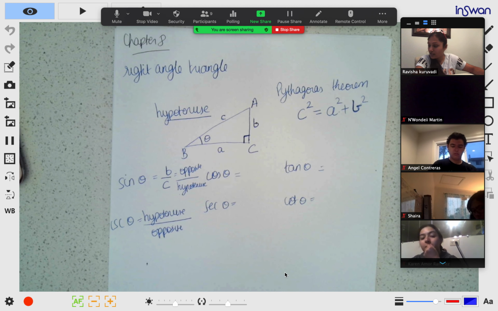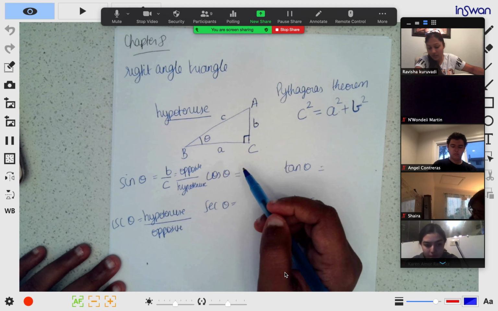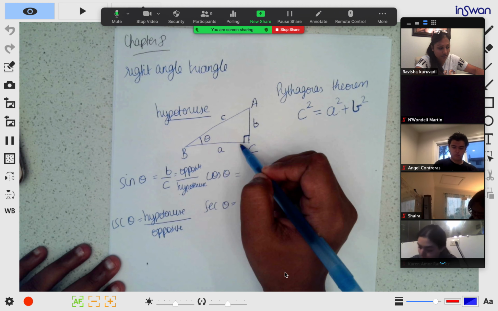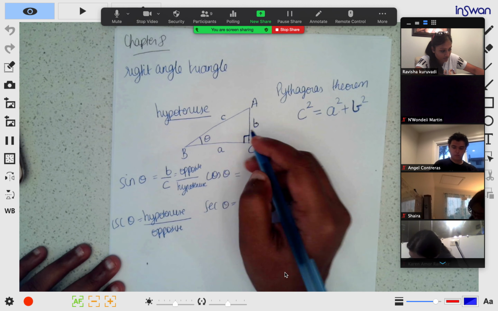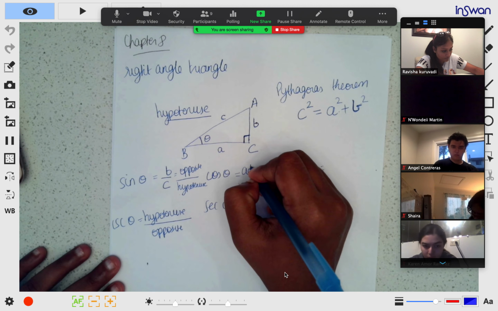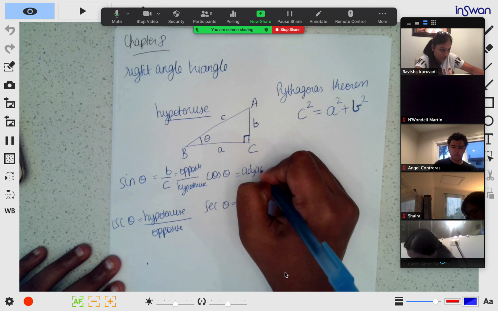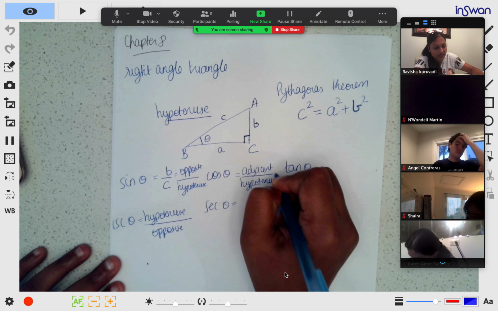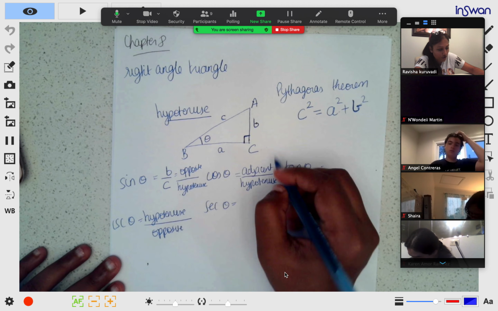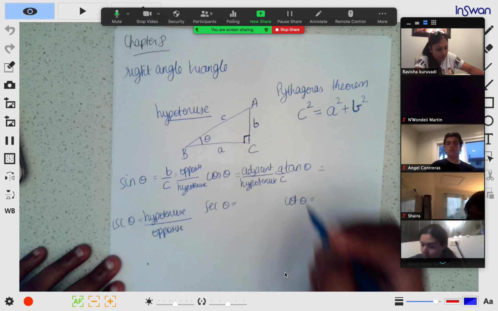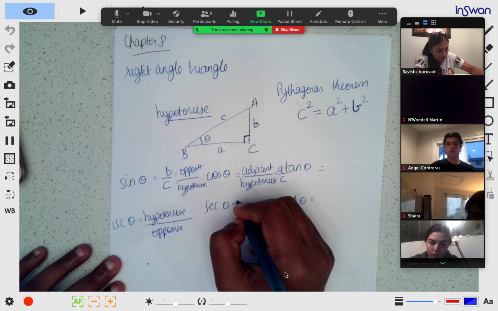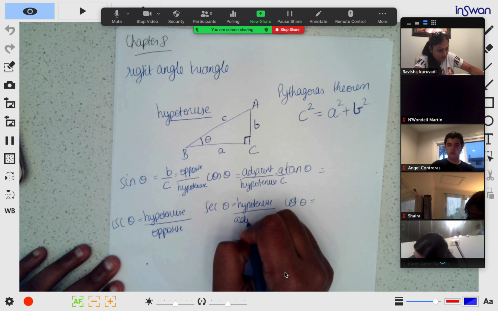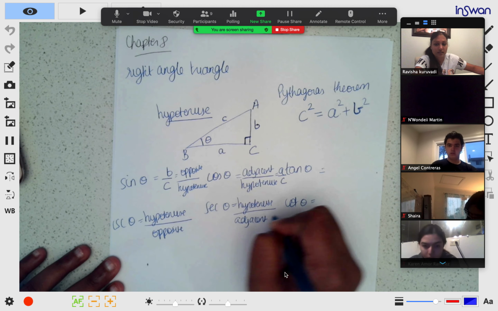Cosine will be adjacent, that means the side next to theta, over hypotenuse. In this case, the adjacent one is A, so it becomes A over C. And secant is just the opposite one, so it becomes hypotenuse over adjacent, which is C over A.